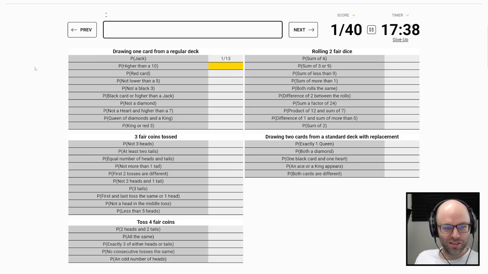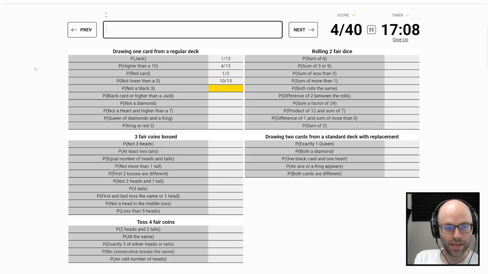Okay. Higher than a 10. That would be 3 in 13. Unless you count an ace, in which case it would be 4 in 13. Okay. Red card. That would be 1 half, assuming we're taking the jokers out. Not lower than a 5. So 5 or greater. 2, 3, 4. I think it's 10 in 13.